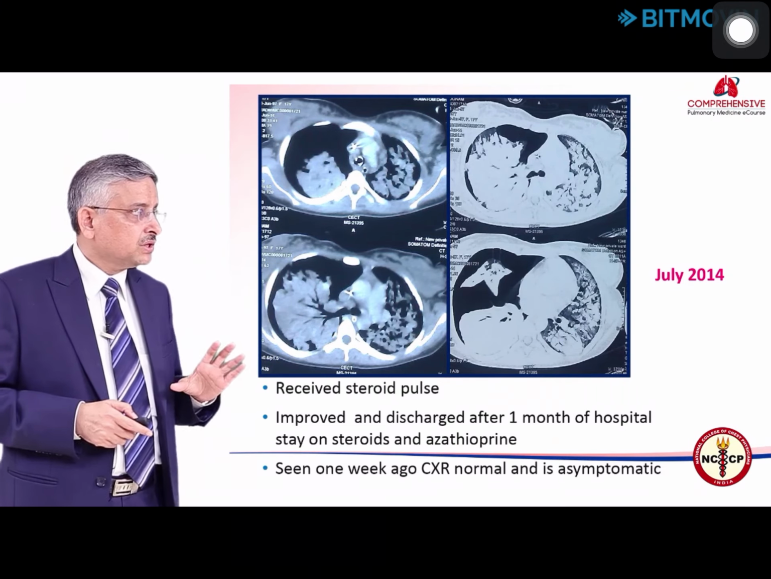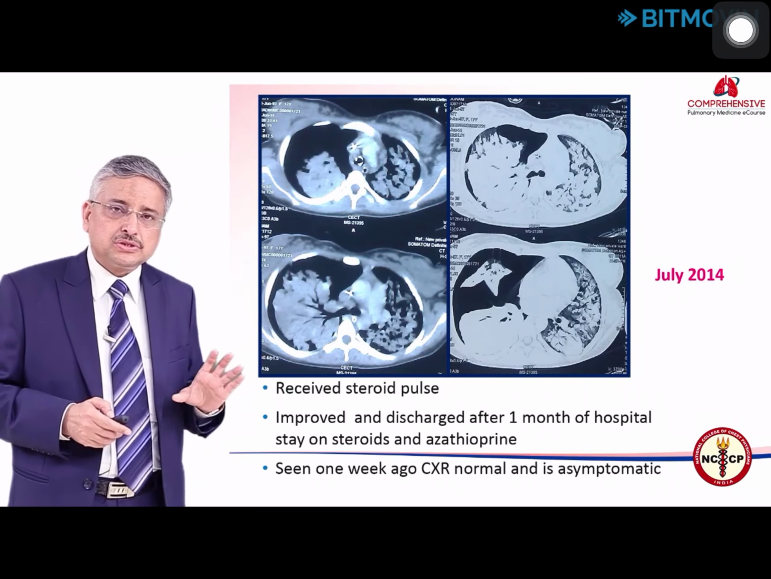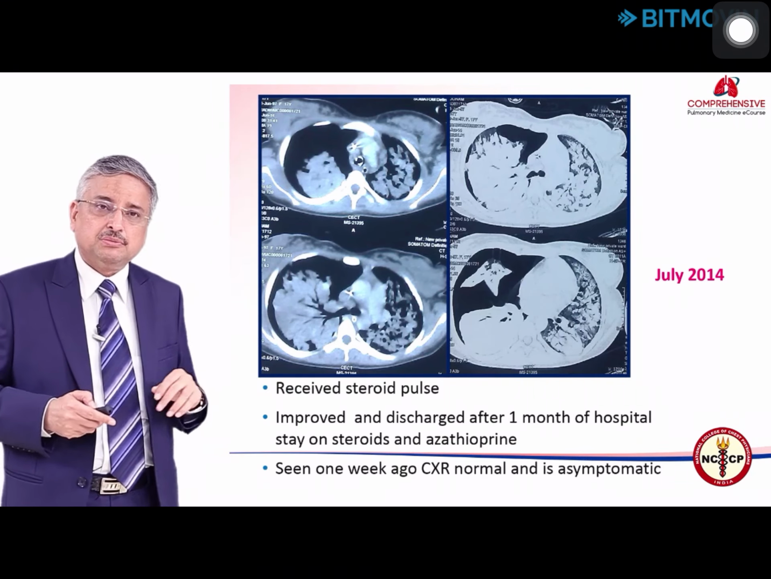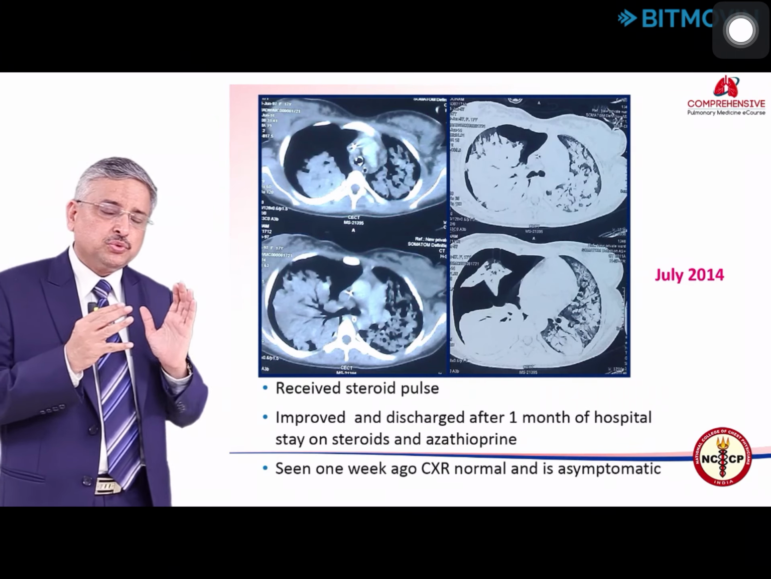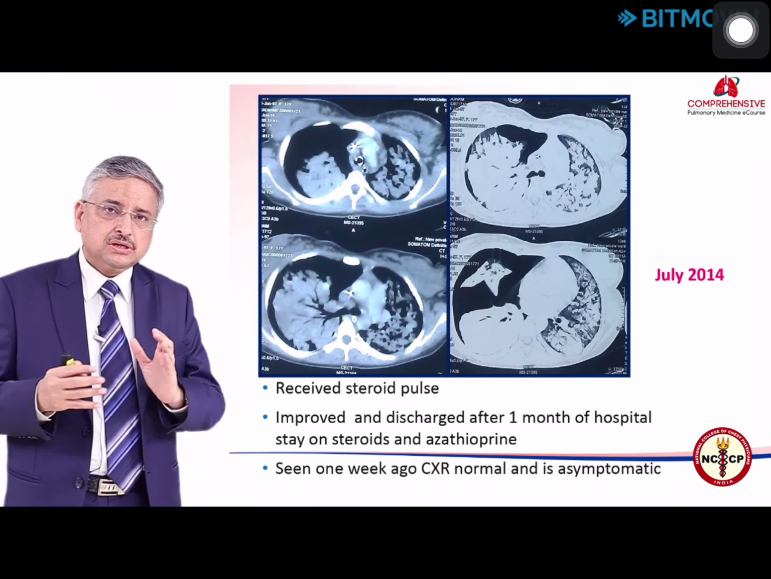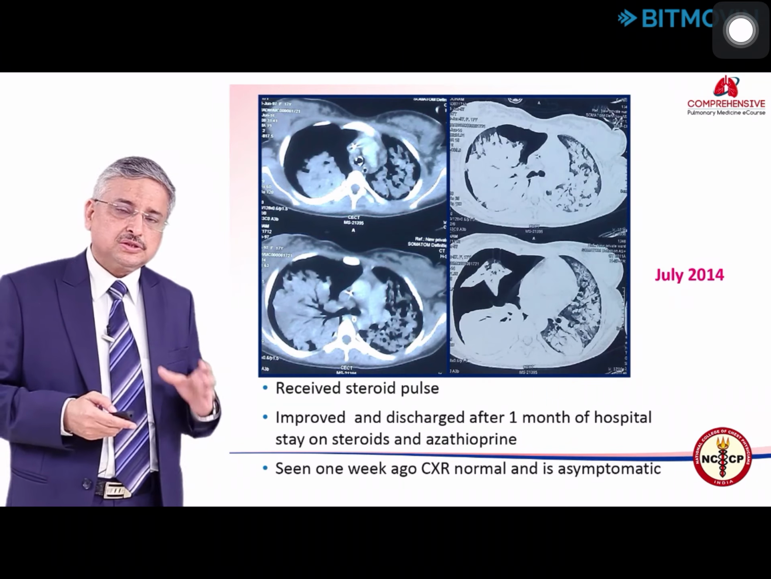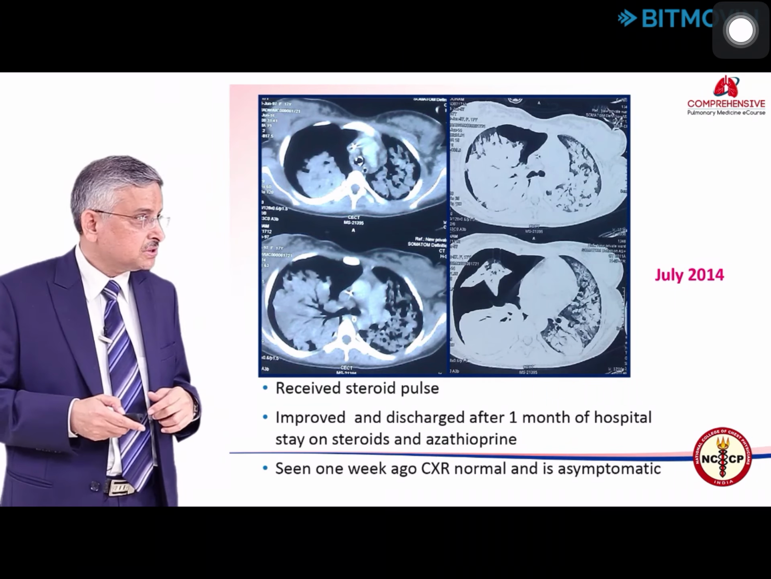Her X-ray done 1 week later actually showed total improvement. There was no residual shadow. She had improved and she had become asymptomatic. So, this is how a lot of patients with chronic cryptogenic organizing pneumonia will behave, with a relapsing course and a remission, and some of them respond dramatically and some keep having relapses.